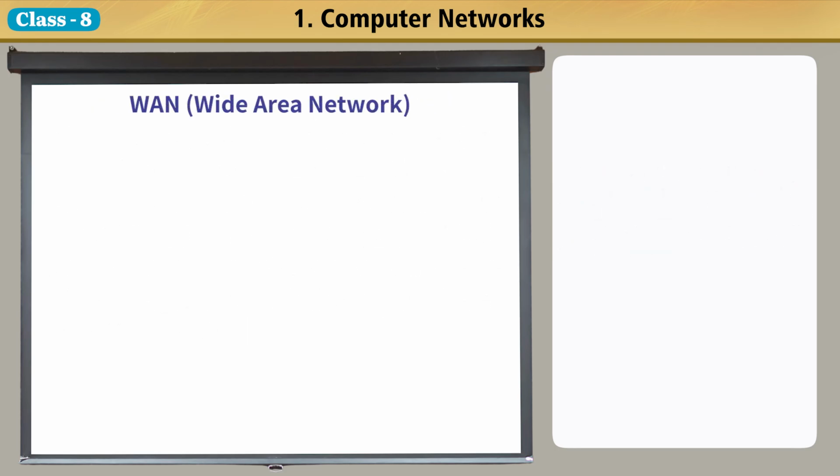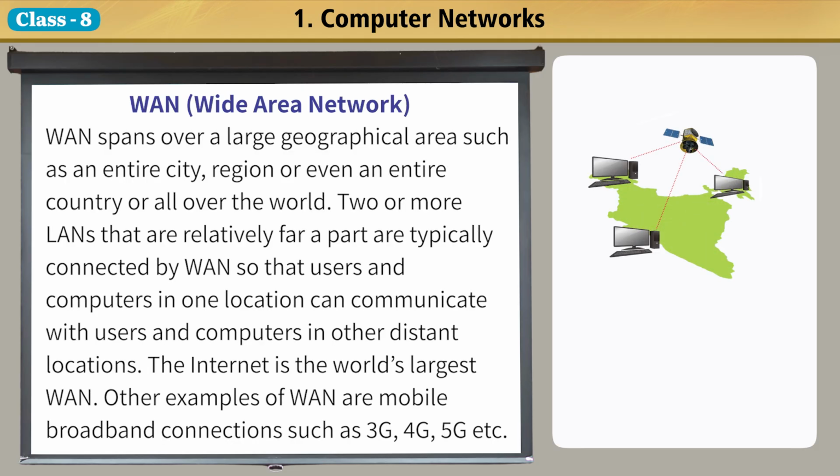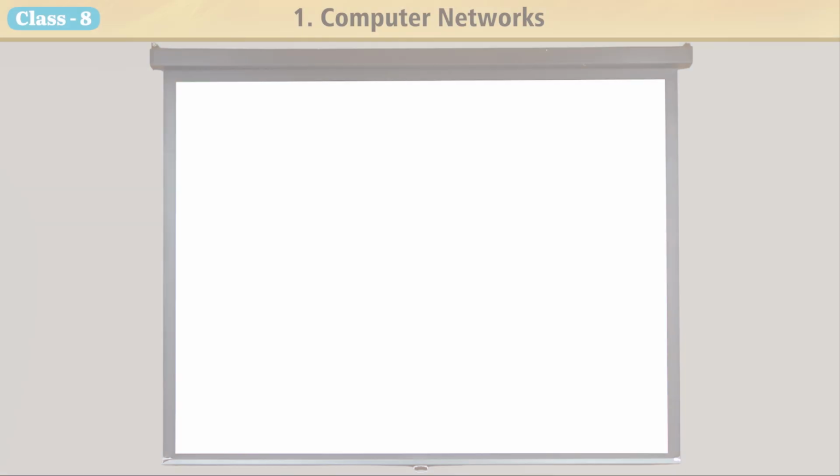WAN, Wide Area Network. WAN spans a large geographical area such as an entire city, region, or even an entire country or all over the world. Two or more LANs that are relatively far apart are typically connected by WAN so that users and computers in one location can communicate with users and computers in other distant locations. The Internet is the world's largest WAN. Other examples of WAN are mobile broadband connections such as 3G, 4G, 5G, etc.